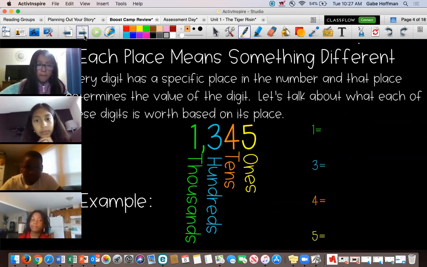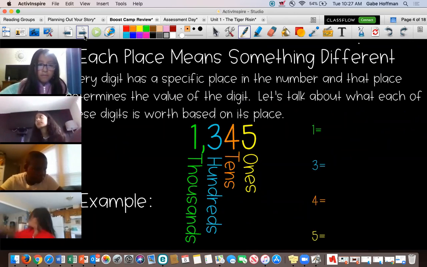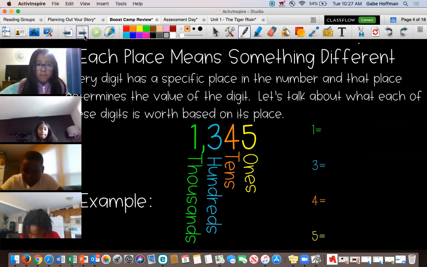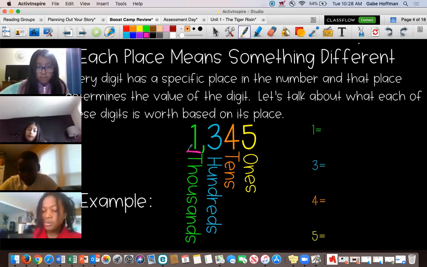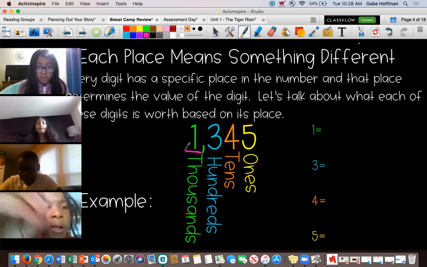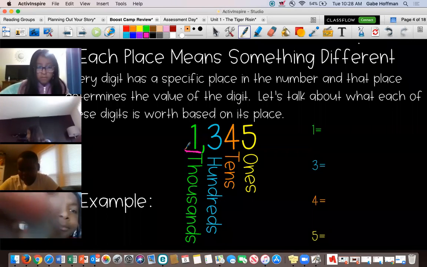Okay, so like we talked about, each place means something different. Every digit has a specific place in the number, and that place determines the value. So the place determines the value of the digit. Let's talk about what each of these digits is worth based on its place. So, Cynthia, what is our 1 worth? What is the value of our 1 here?